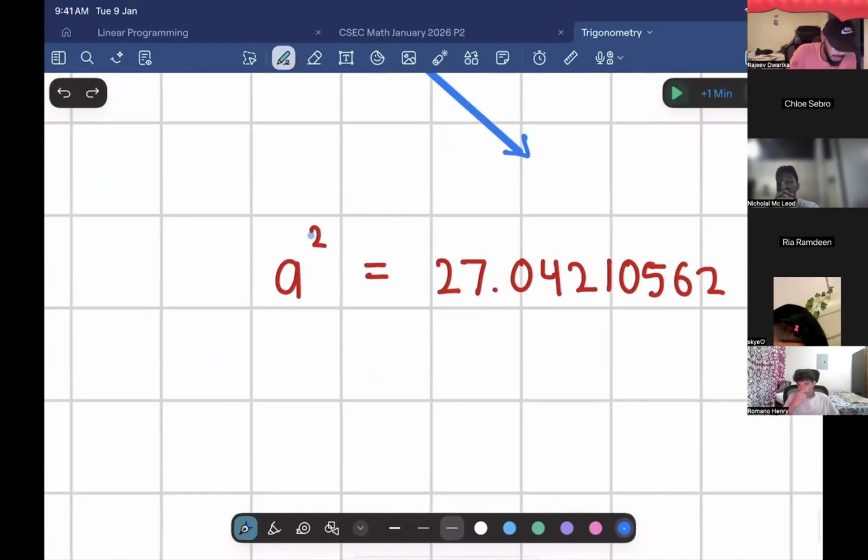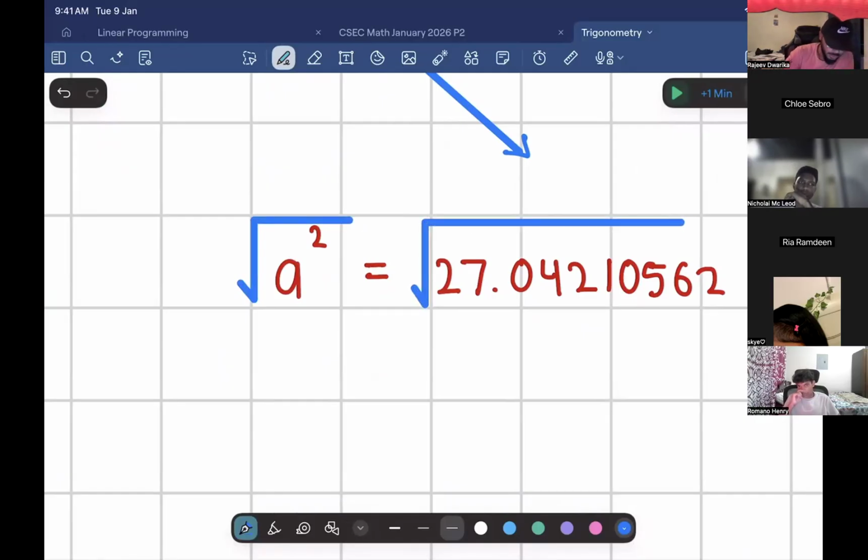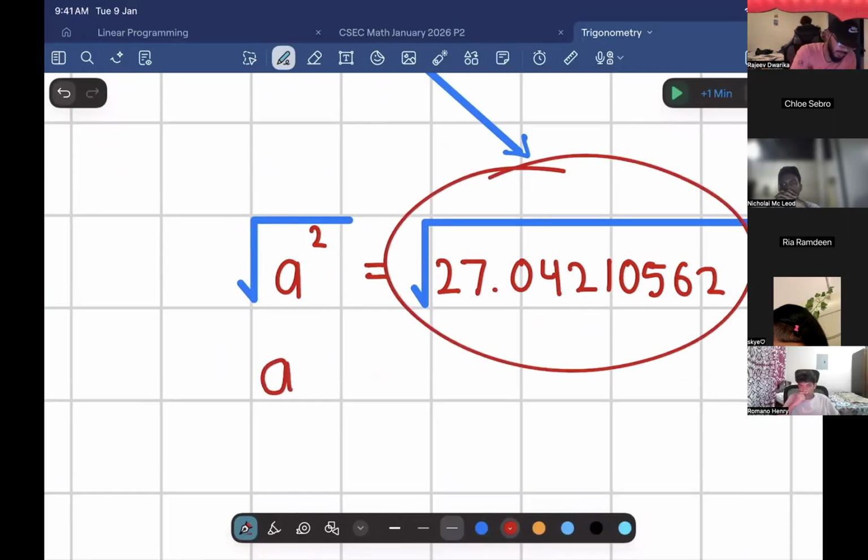So can you tell me what is the opposite of squaring something? Square root. Right. So I'm going to square root both sides. If I square root both sides, you can think of it like this. The square root and the square are going to cancel off, right? And that's going to leave you with a, right? So I want you to find the square root of this.